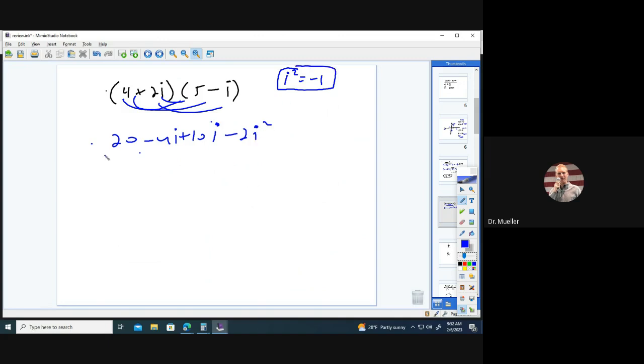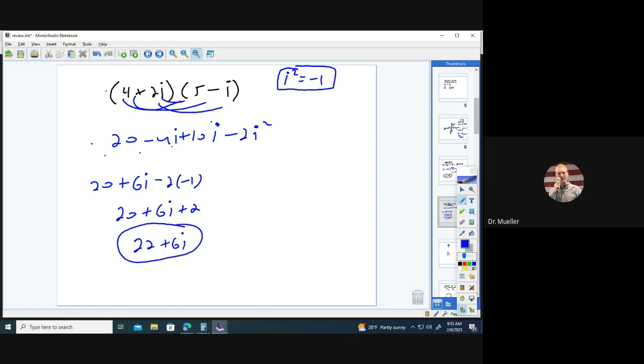So we end up with 20 minus 4i plus 10i. It's going to be plus 6i. And then we end up with minus 2 times negative 1, which is like a plus 2. So we have 20 plus 6i plus 2. We end up with 22 plus 6i for that.